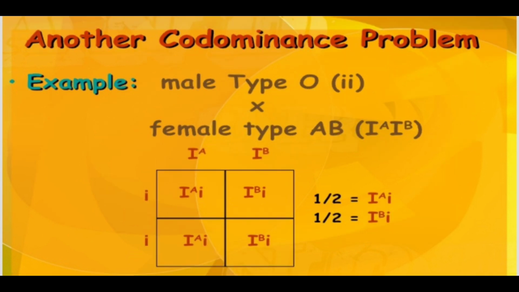Another codominance problem is if the male has blood group O, IO-IO, and the female has blood group AB. Then after crossing, we'll get 50-50% the same results.